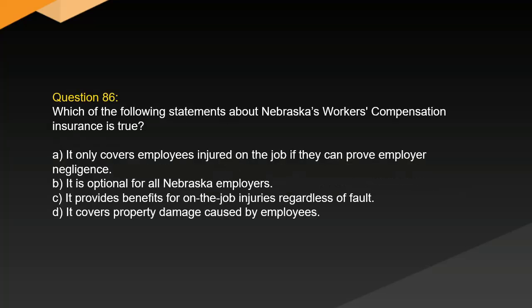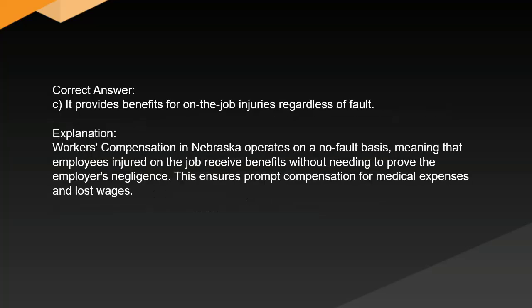Question 86. Which of the following statements about Nebraska's workers' compensation insurance is true? A. It only covers employees injured on the job if they can prove employer negligence. B. It is optional for all Nebraska employers. C. It provides benefits for on-the-job injuries regardless of fault. D. It covers property damage caused by employees. Correct answer: C. It provides benefits for on-the-job injuries regardless of fault. Explanation: Workers' compensation in Nebraska operates on a no-fault basis, meaning that employees injured on the job receive benefits without needing to prove the employer's negligence. This ensures prompt compensation for medical expenses and lost wages.